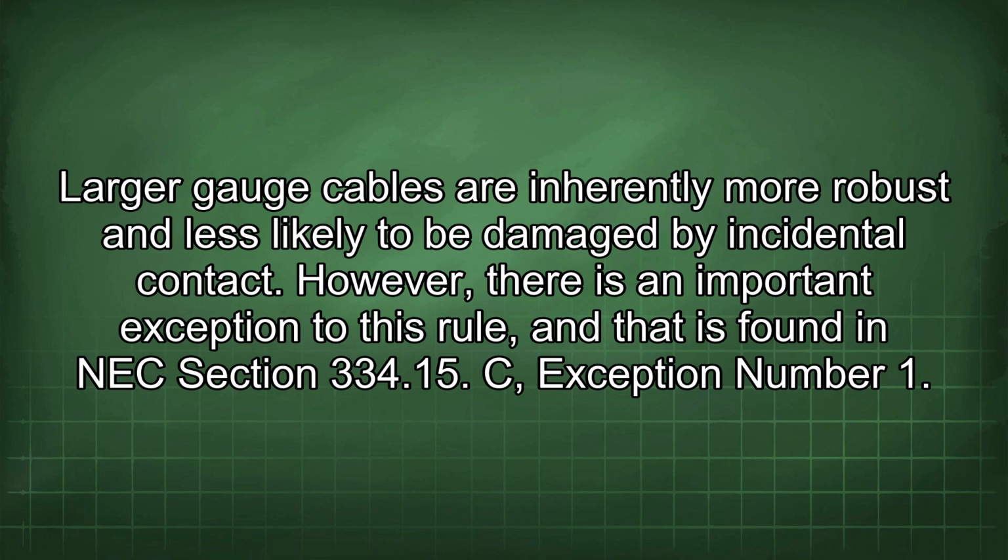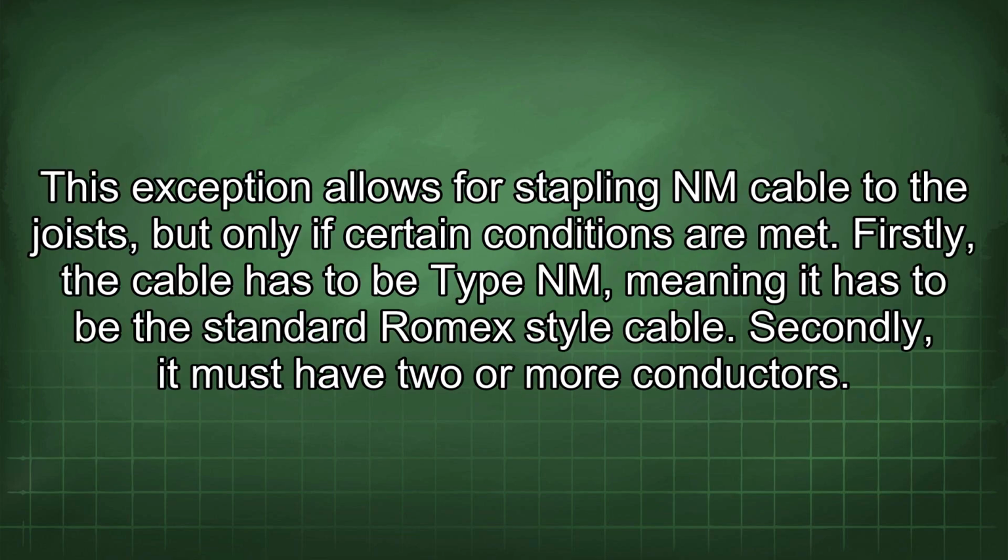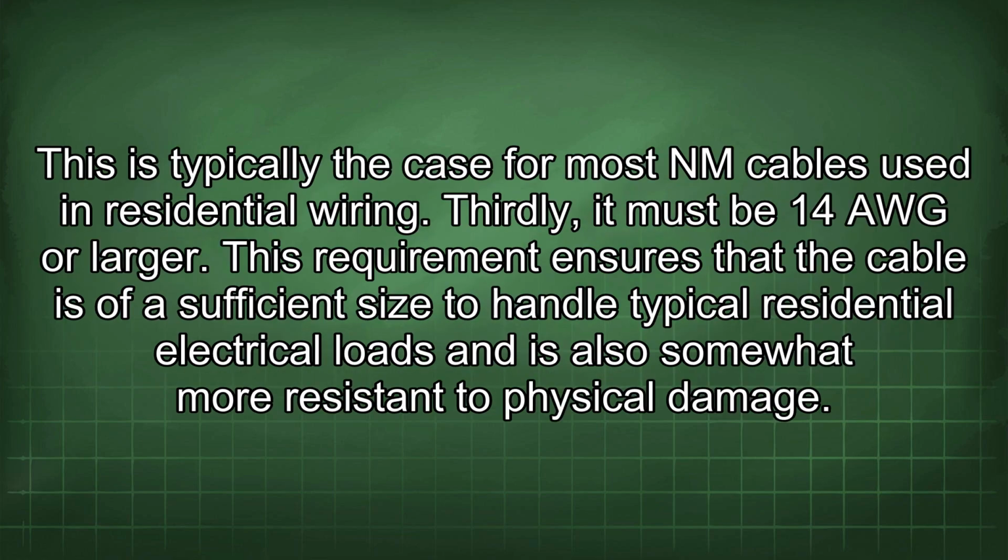However, there is an important exception to this rule, and that is found in NEC section 334.15(C), exception number 1. This exception allows for stapling NM cable to the joists, but only if certain conditions are met. Firstly, the cable has to be type NM, meaning it has to be the standard Romex style cable. Secondly, it must have 2 or more conductors. This is typically the case for most NM cables used in residential wiring. Thirdly, it must be 14 AWG or larger.